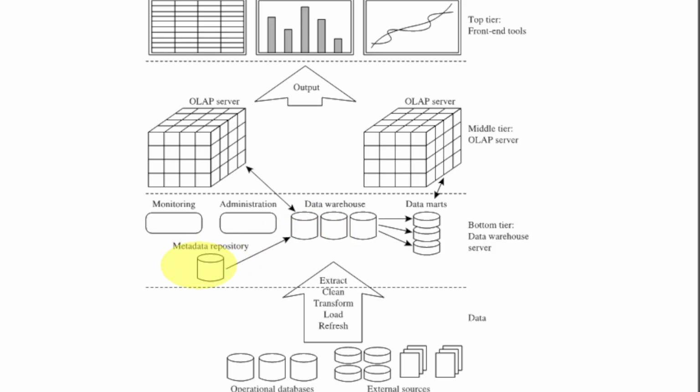We have a metadata repository, administration, and monitoring. We also have the bottom tier, which we call the data warehouse server. So we divide this into three sections: bottom tier, middle tier, top tier. The middle tier has OLAP because we have OLAP servers. Once the data is processed, the output goes to analysis, query reports, and data mining in the top tier.